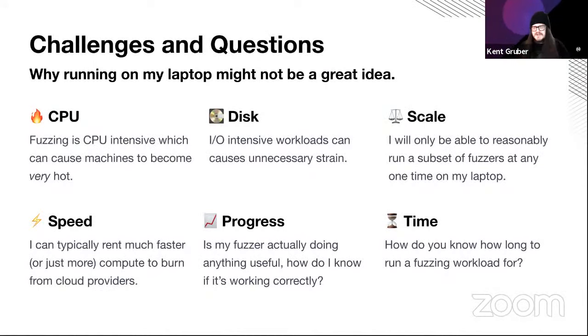And so this brings up a ton of challenges, a ton of questions, and leads to why running on my laptop might not be a great idea. Fuzzing is very CPU intensive, especially by default, where it uses the max number of CPUs, and it will spike those to 100%. Then it's very disk intensive if we're writing or reading a lot from our corpus directory. Especially on SSDs, we might be causing a bunch of thrashing for no good reason, which can potentially even add a bottleneck. And then scale, where I'm only going to be able to run a subset of fuzzers reasonably on my laptop at any one time.